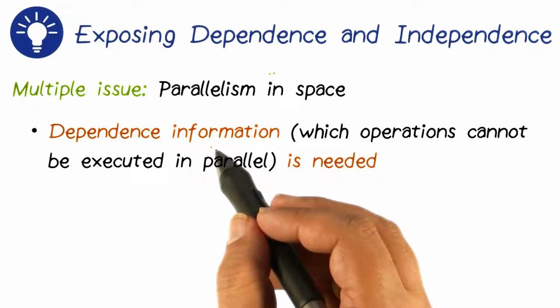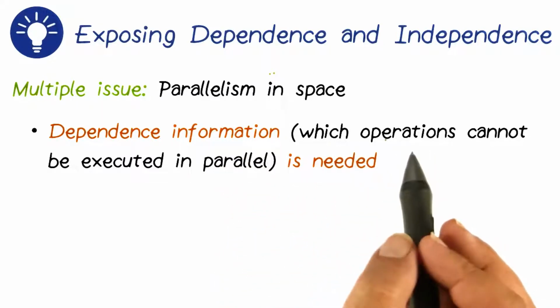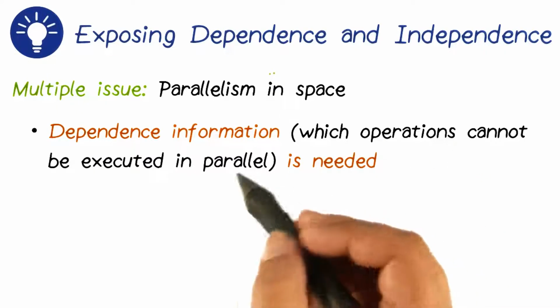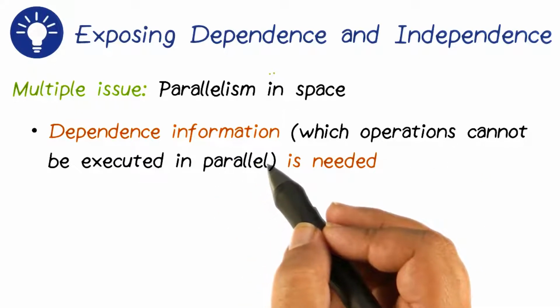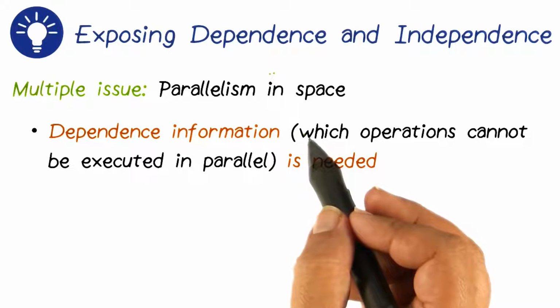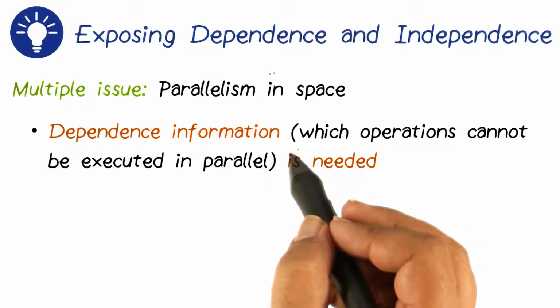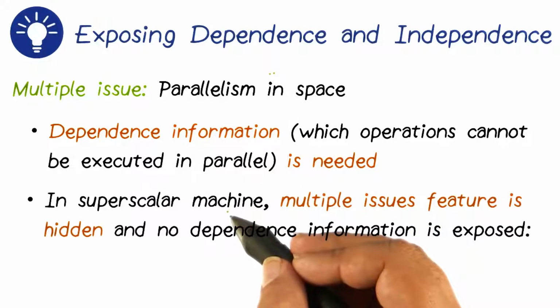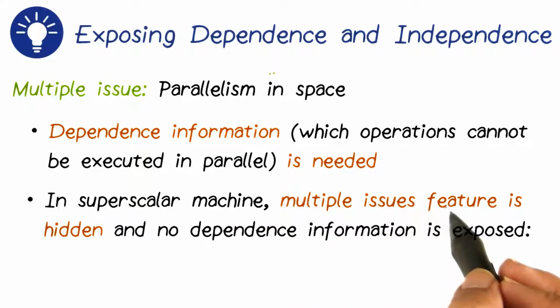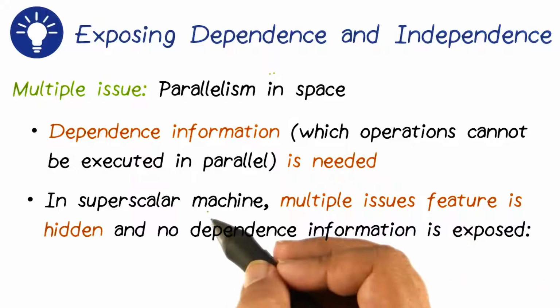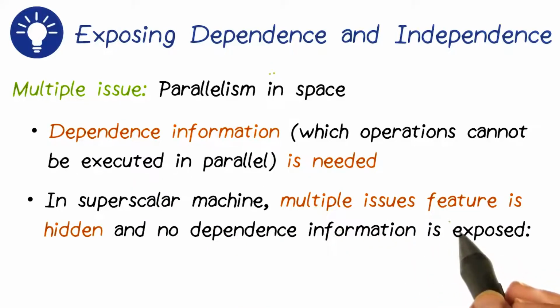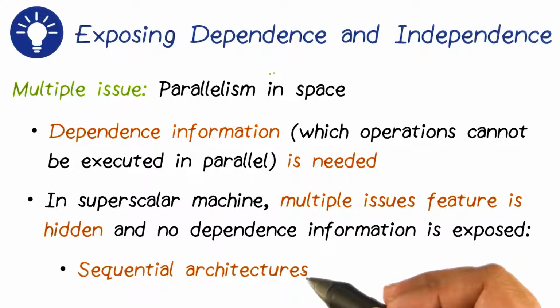So for example, if we expose the dependence information, we can figure out which operations cannot be executed in parallel, and therefore we can pick the other operations and schedule them in parallel to take advantage of the VLIW. While that was true in VLIW, as against that, in superscalars, multiple issue is a feature which is simply absent, and therefore no dependence information is exposed because we don't need to infer any instructions which can be scheduled in parallel. So in that sense, the superscalar is really a sequential architecture.